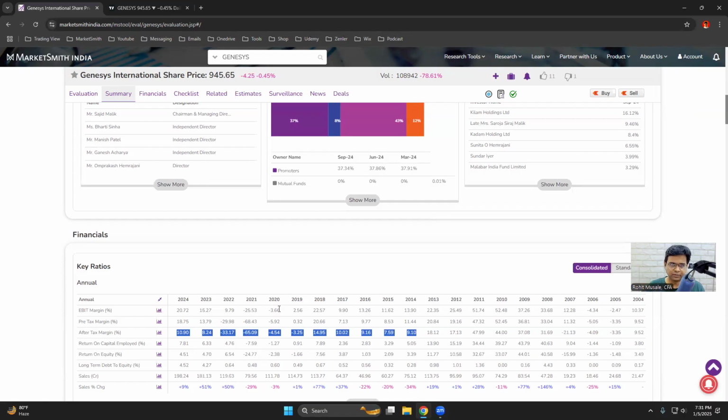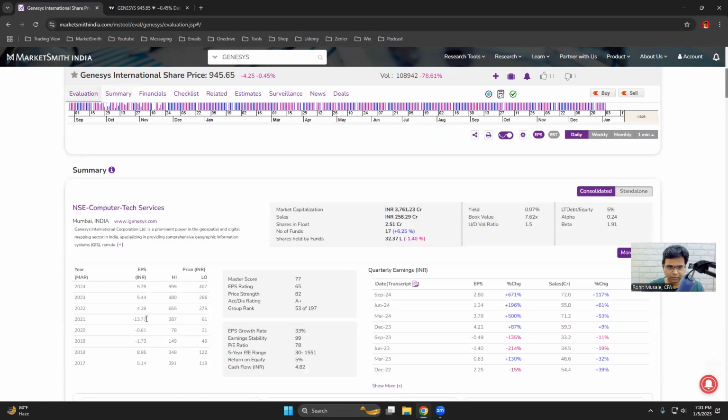EPS growth, sales growth, I don't see a problem. Okay. Let's look at annual EPS. So 1, 2, 3. 3 years of positive growth in the EPS. Okay, which is very good. EPS growth rate, this is 3 to 5 years of average annual growth rate. So this should be more than 25% minimum. Okay, that is good. Earnings stability should be less than or equal to 25. But this is 99, which is not good. And this is understandable because we saw 4 out of 6 years the company was reporting losses. That is why this number is very large.